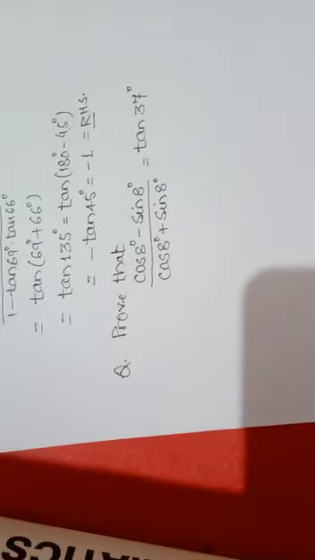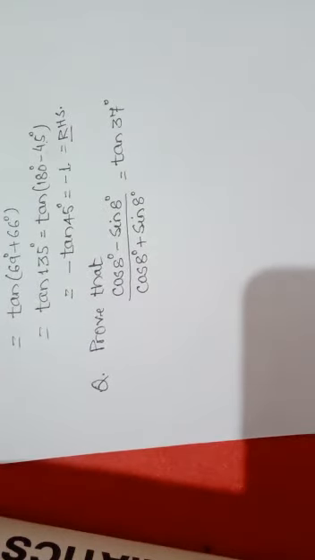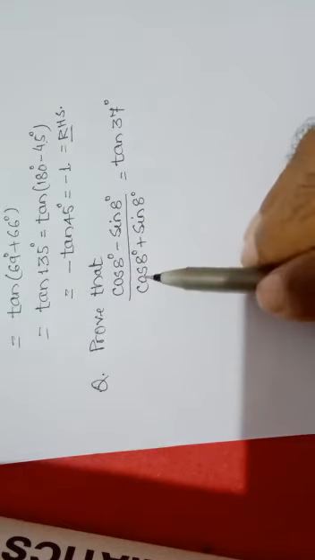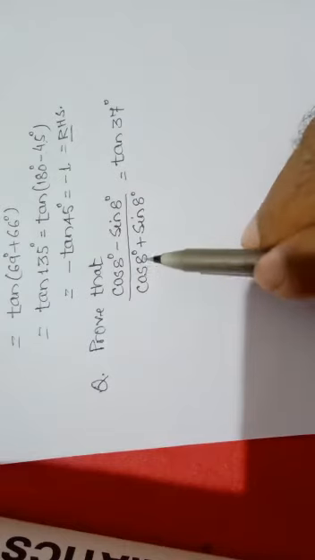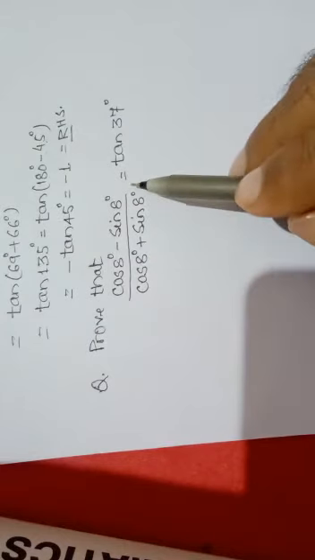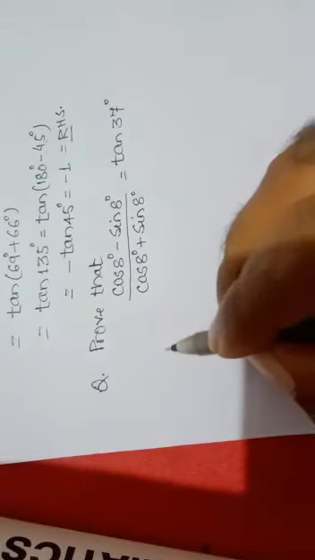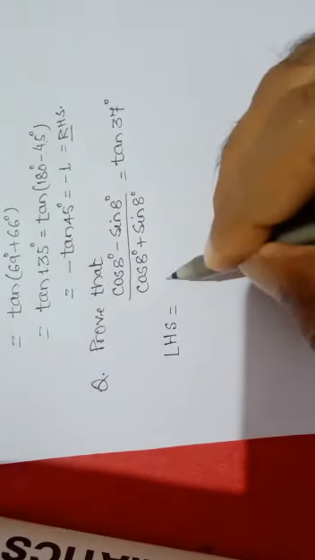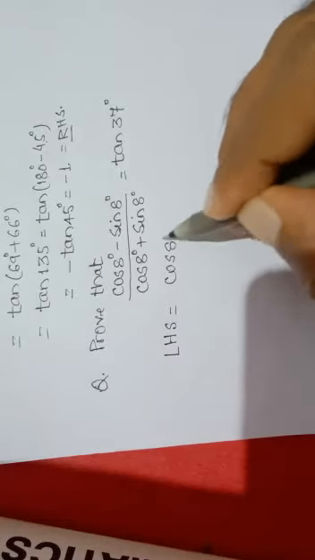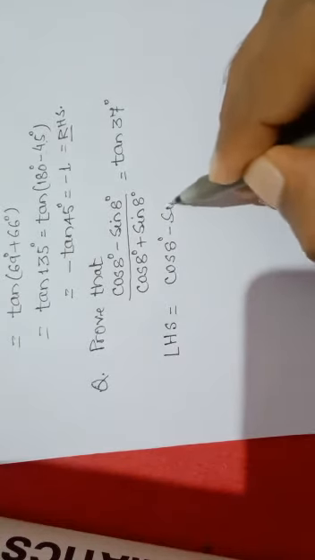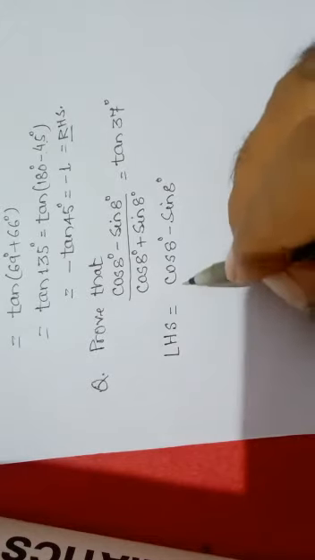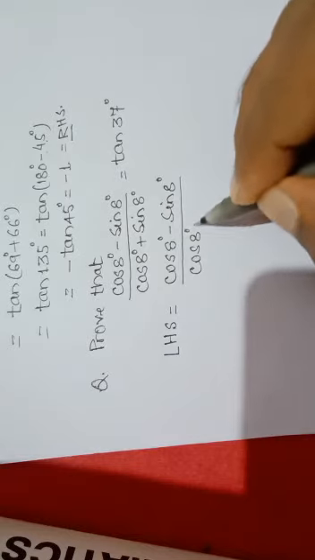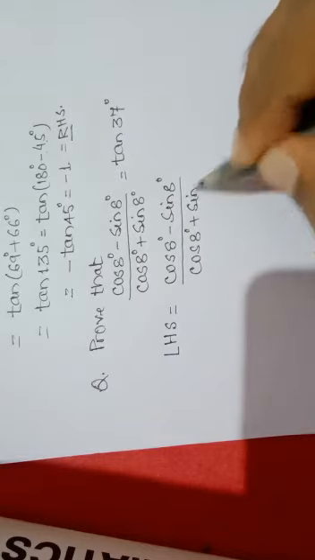Your next problem is prove that cos 8 degree minus sin 8 degree divided by cos 8 degree plus sin 8 degree is equal to tan 37 degree. Our LHS is cos 8 degree minus sin 8 degree divided by cos 8 degree plus sin 8 degree.